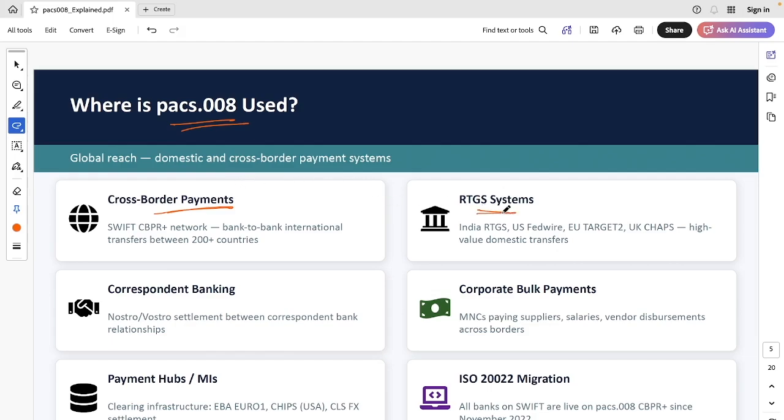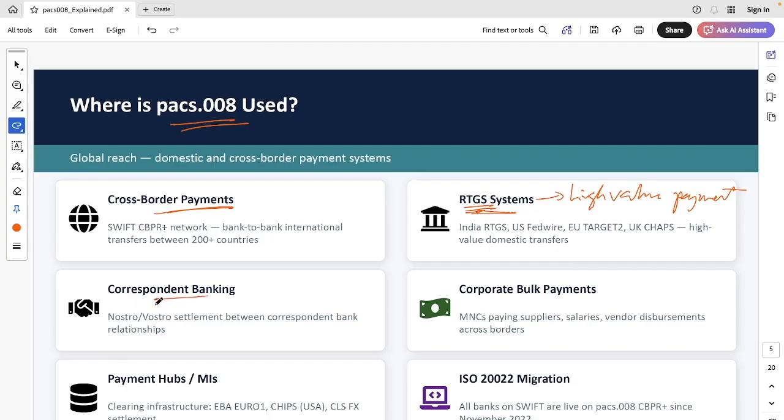Second, pacs.008 can be used in RTGS systems as well, and I hope everyone knows what RTGS is. RTGS is real-time gross settlement. These are mostly called high value payments. Here RTGS is the payment infrastructure, and pacs.008 can be the message format inside this infrastructure.